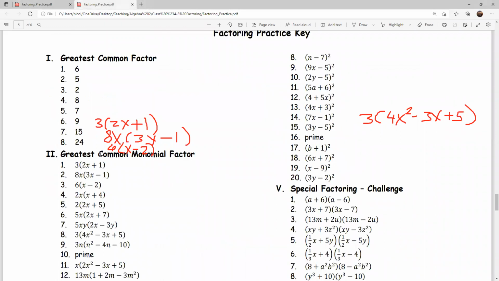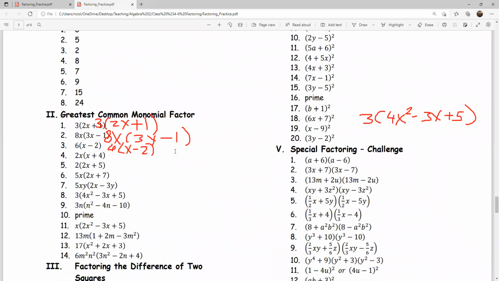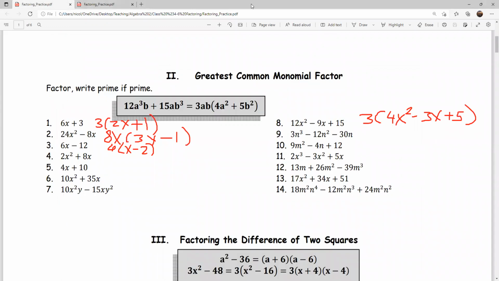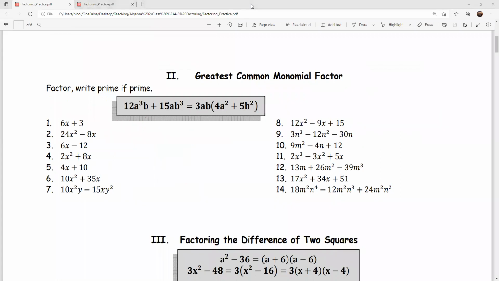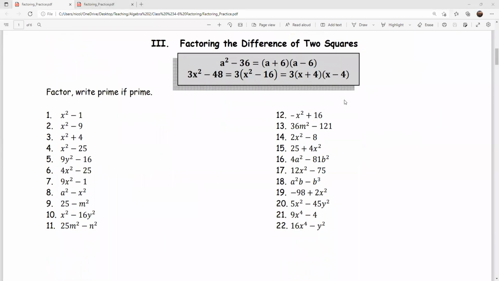And like I said, you can check your answers here. So that's what we got. That's what we got. And number 8, that's also what we got. So always check your answers. Even I check my answers, especially when you're practicing.